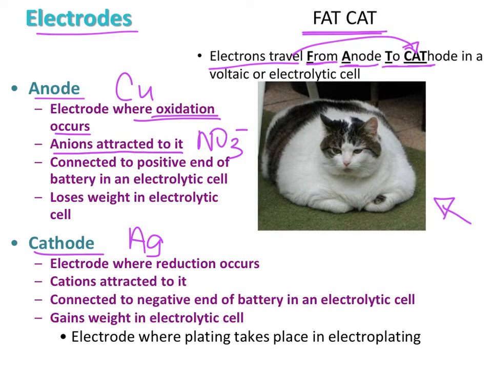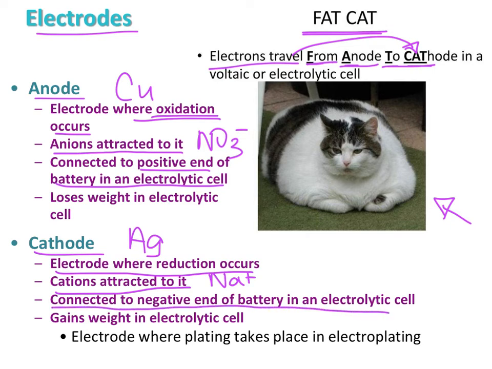It will be connected to the positive end of a battery in an electrolytic cell. That's not the one we were discussing, but once we get there, you'll see what we mean by that. And then the cathode is where reduction is occurring. Cations are attracted to it. That's why sodium was being produced and put into solution there. It will be connected to the negative end in an electrolytic cell, which is a different type of cell.